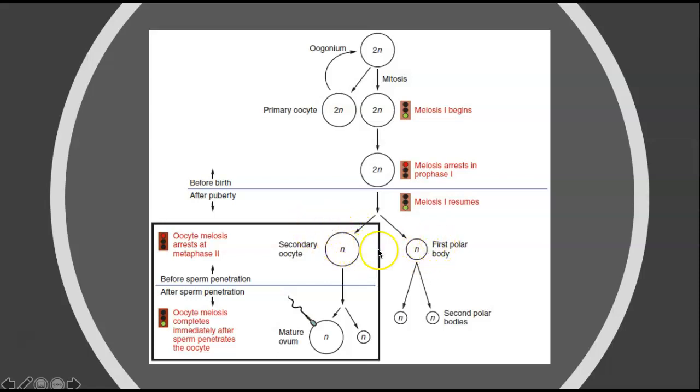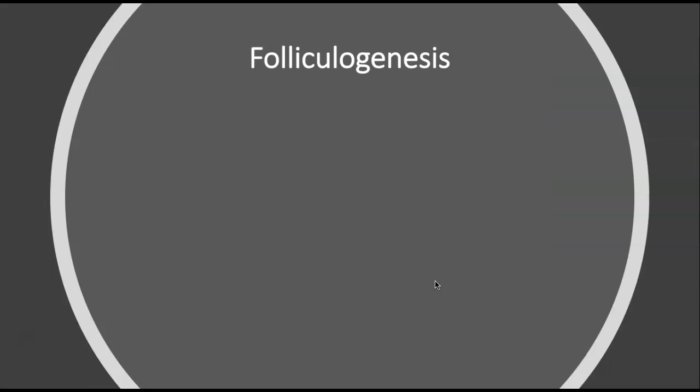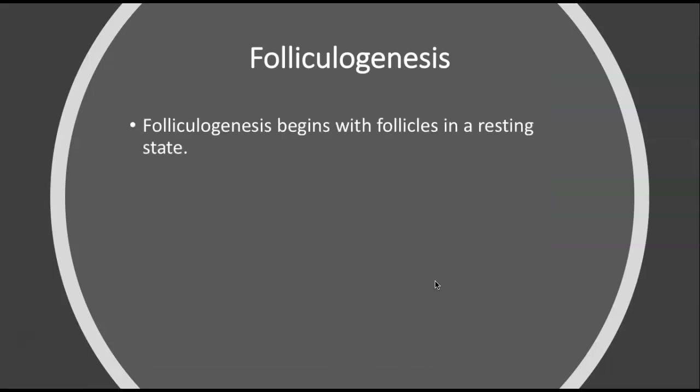The secondary is larger, and that will continue on and eventually become basically the egg cell that can then join with a sperm, and the others become polar bodies that eventually just disintegrate. Okay, so folliculogenesis is the second part of this.